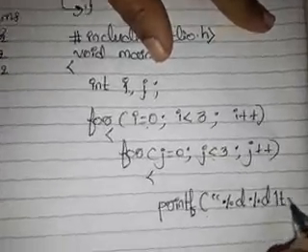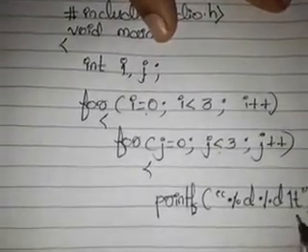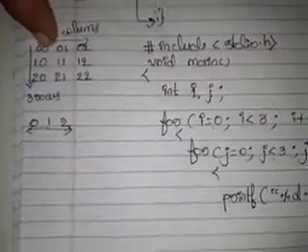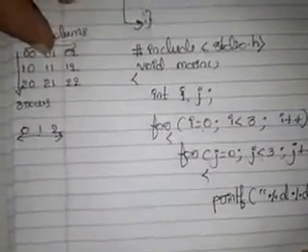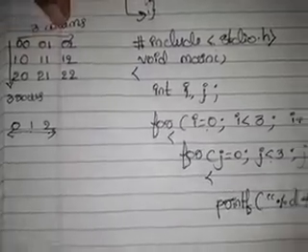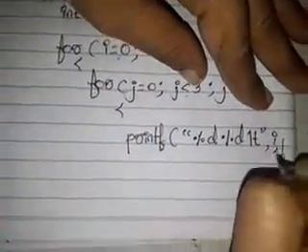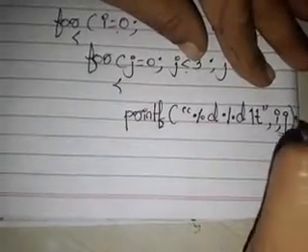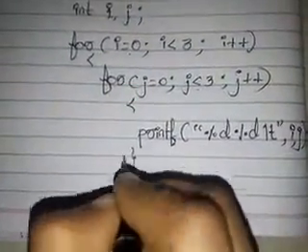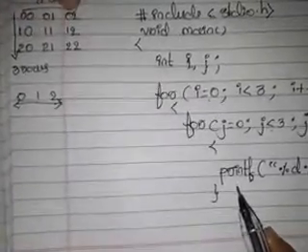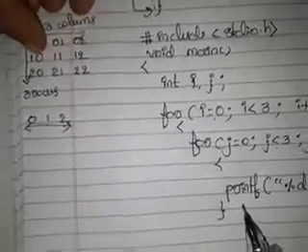I'm taking \t here. Just understand why I have taken \t. After every index, I want to leave a space. That's why I have taken \t. So what must be the first value? i. What must be the next value? j. Complete it. After printing 0 0, 0 1, 0 2, I want to go to the new line.